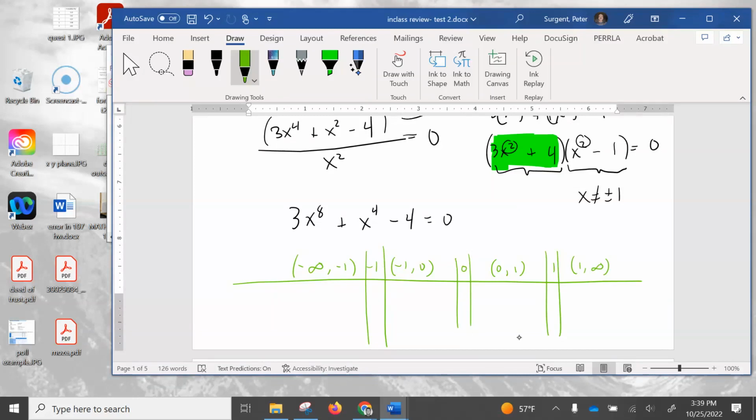It's not part of the question. That's up to you to figure out: I'm doing optimization, do I really have a critical number that gives me a max or a min? The second derivative test is the best way to do that. Okay.